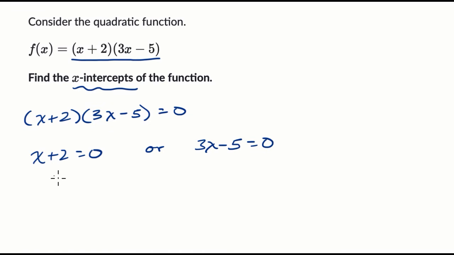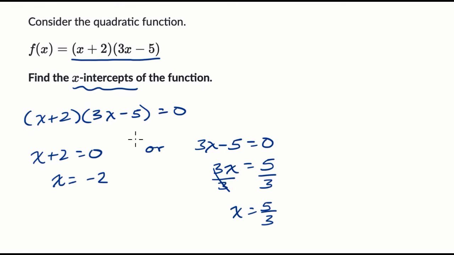x plus 2 is equal to 0. If I just subtract 2 from both sides, I get x is equal to negative 2. 3x minus 5 equals 0. I can add 5 to both sides, I get 3x equals 5. Divide both sides by 3, and I get x is equal to 5/3.